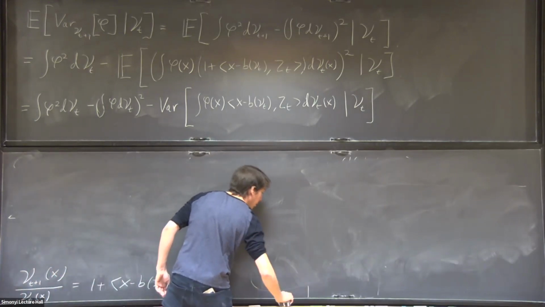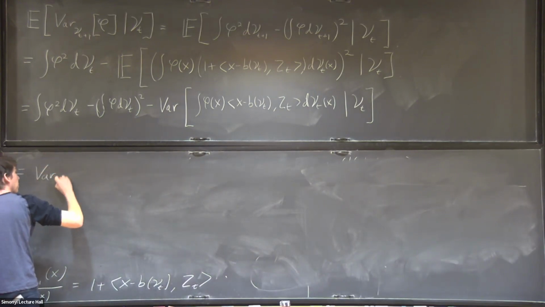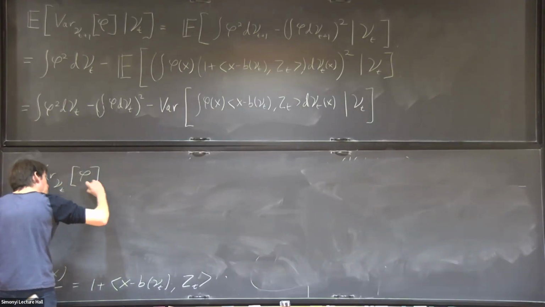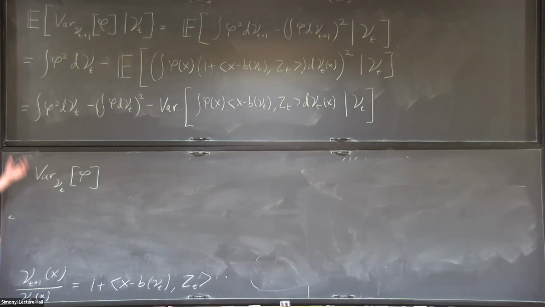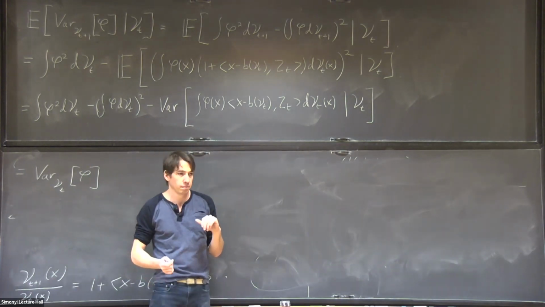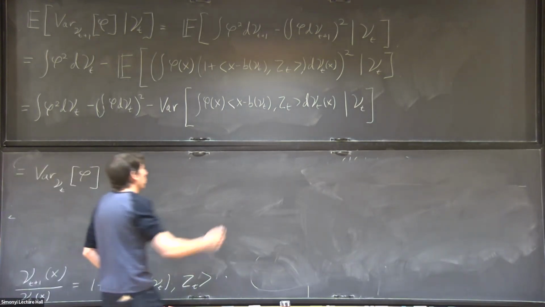So I'm going to write it like this. This is equal, so this is just the variance with respect to nu t of phi, which is great because we wanted to compare this thing to the original variance. So whatever we decrease here just needs to be small. Okay. And well, what is this thing?